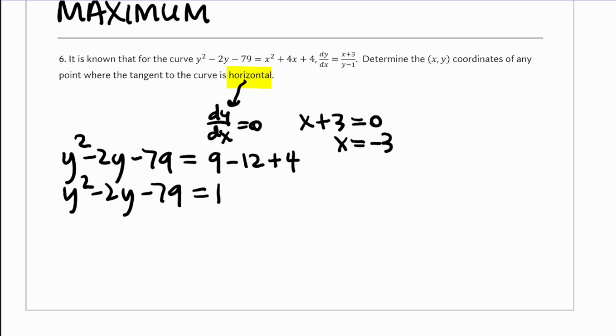And I could set this to 0 so I could solve it. And notice I can factor that. That's going to be y minus 10 times y plus 8.